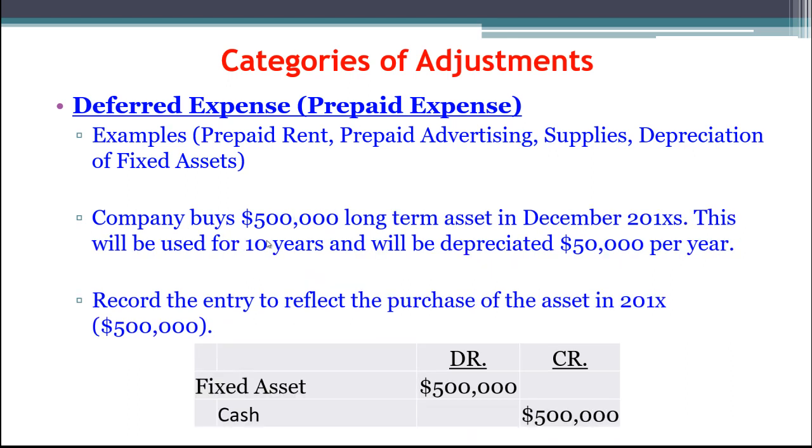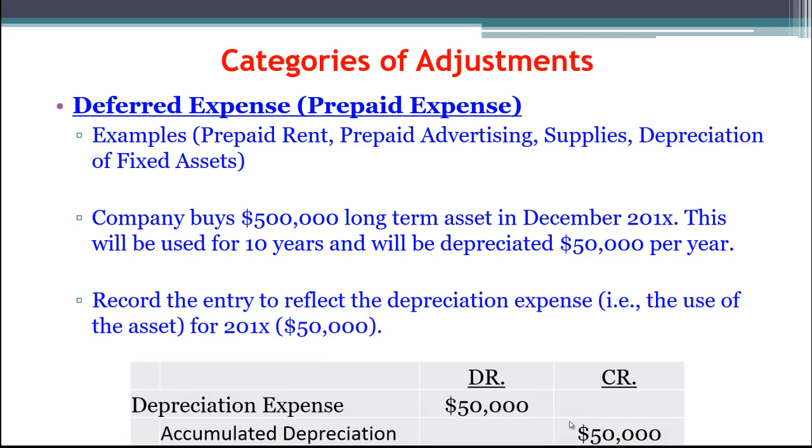Now let's look at yet another example of these prepaid expenses. This company buys a $500,000 building or an asset of some sort in December. This will be used for 10 years, and they're going to spread it out equally over those 10 years, $50,000 per year. That's known as depreciation. So we're going to record, first of all, the purchase of that asset. We're debiting the fixed asset to increase it for $500,000. We're crediting the cash asset for $500,000 to decrease that.